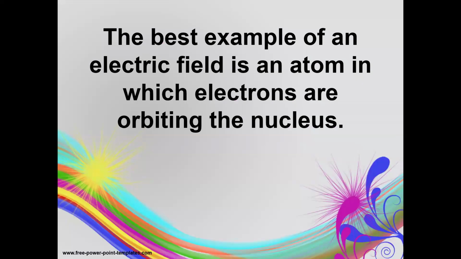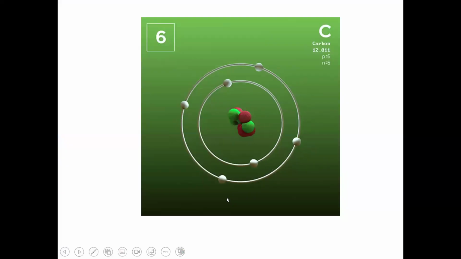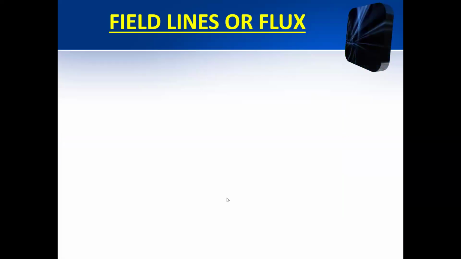Now, what is an example? The best example of an electric field is an atom in which electrons are orbiting the nucleus. Look at this. This is an electric field. Why? Because the nucleus has a positive charge and the electrons are orbiting around the nucleus. Why are electrons orbiting the nucleus? Because electrons are being attracted by the positive nucleus.